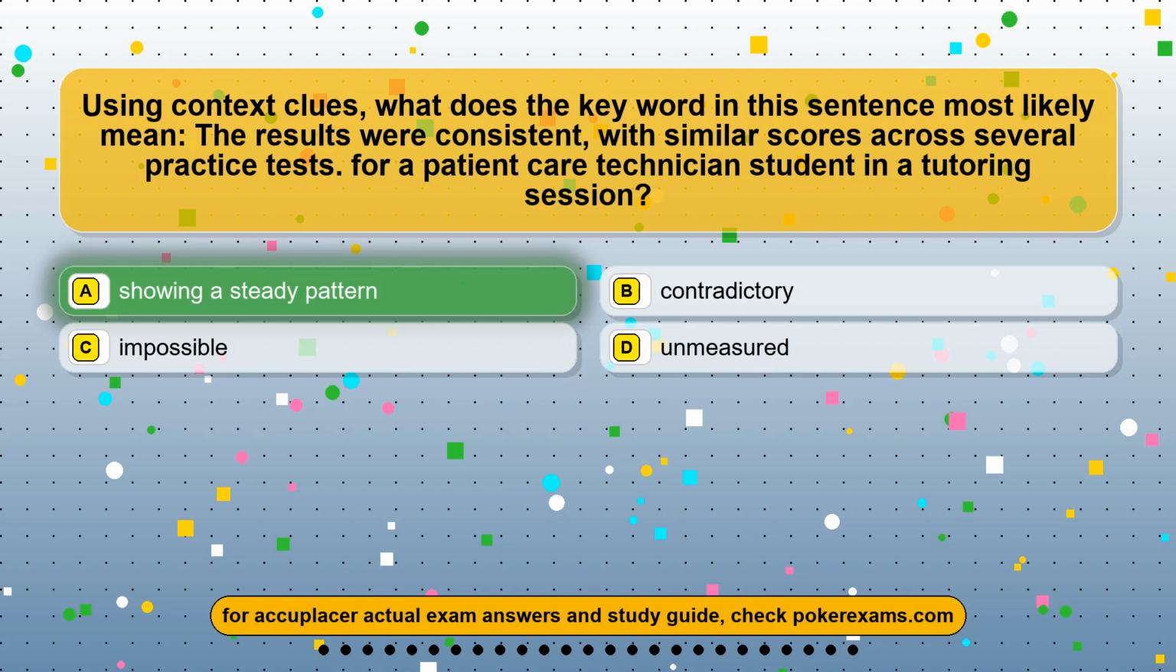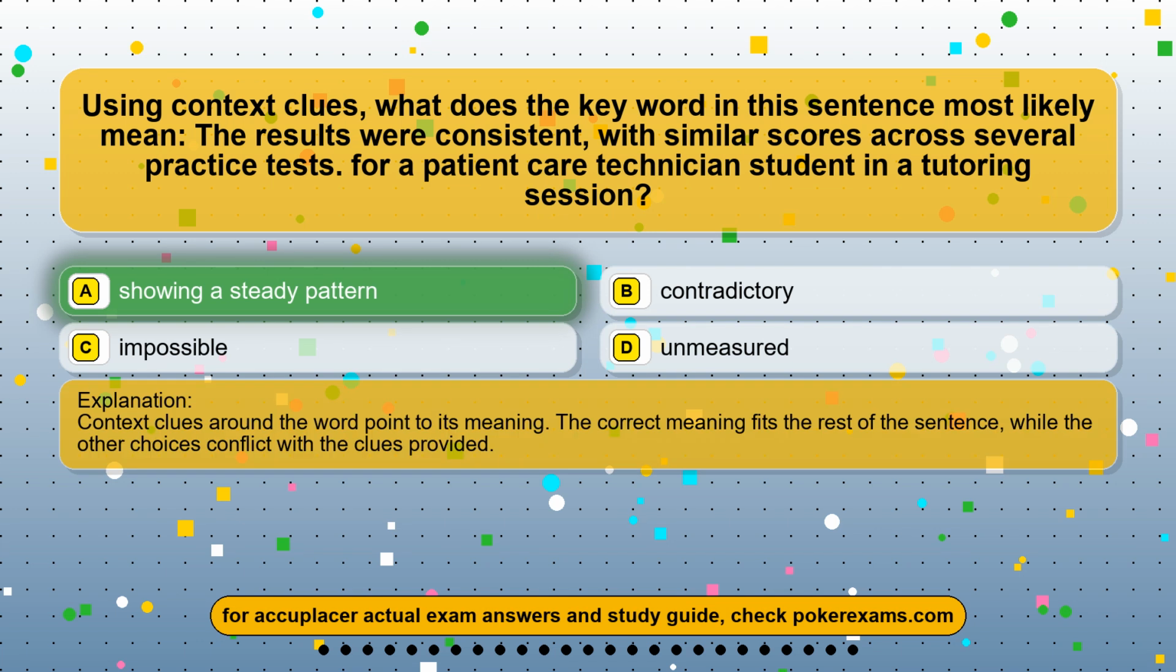The correct answer is option A, showing a steady pattern. Context clues around the word point to its meaning. The correct meaning fits the rest of the sentence, while the other choices conflict with the clues provided.